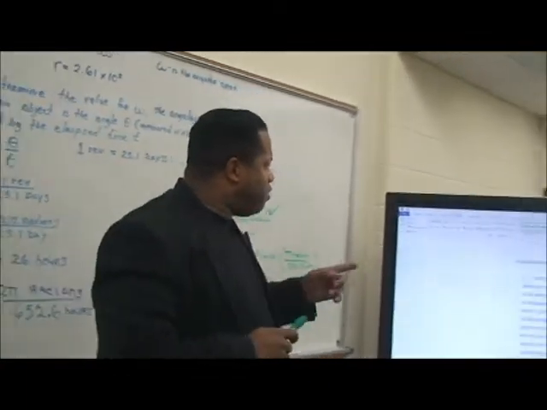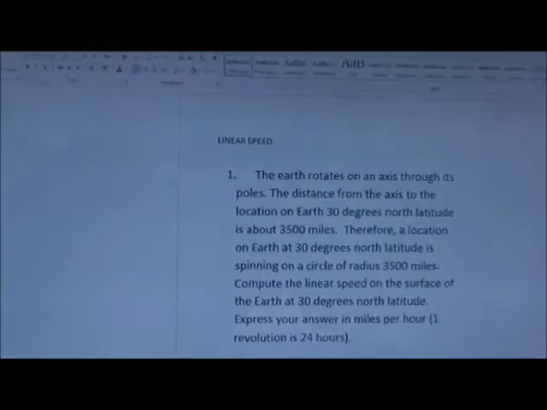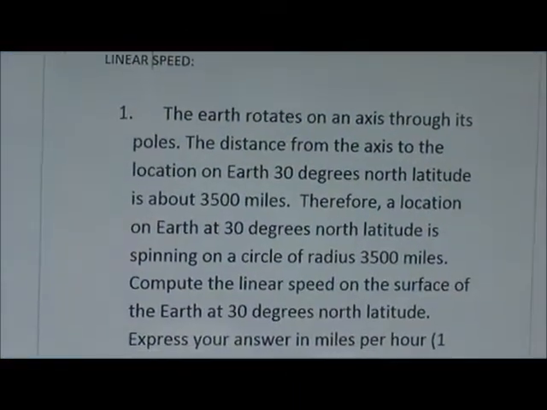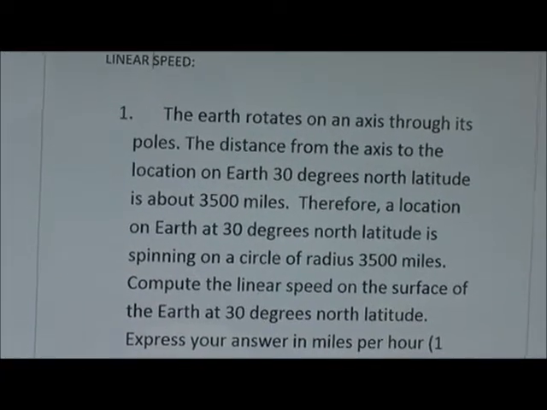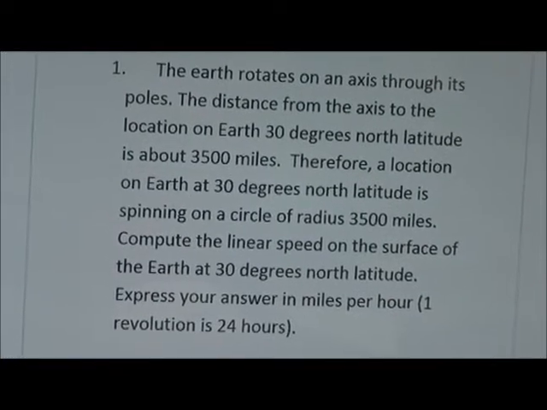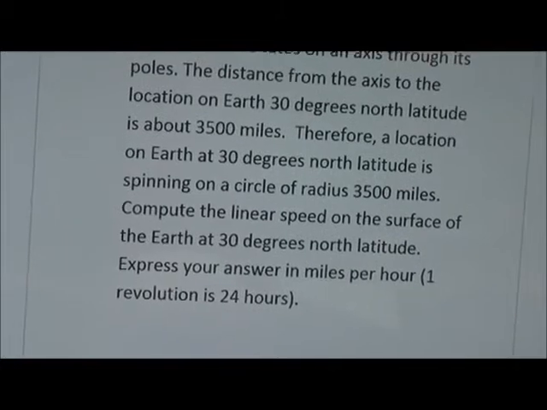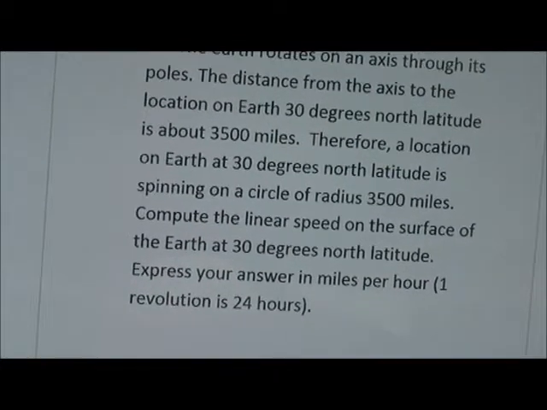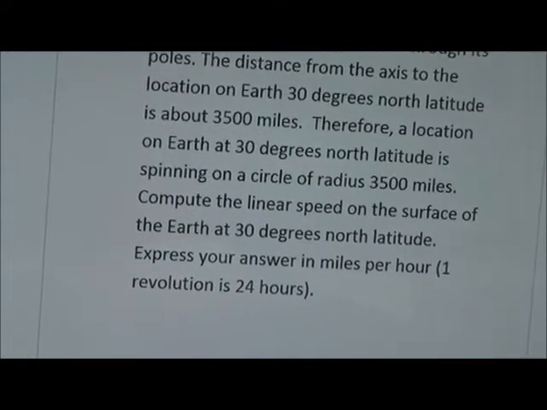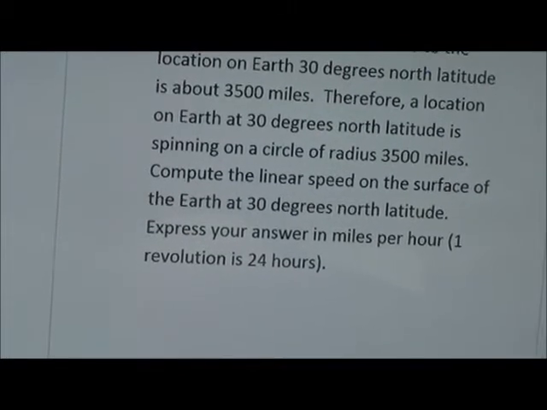The Earth rotates on an axis through its poles. The distance from the axis to the location on Earth's 30-degree north latitude is about 3,500 miles. Therefore, a location on Earth at 30 degrees north latitude is spinning on a circle of radius 3,500 miles. Compute the linear speed on the surface of the Earth at 30 degrees north latitude. Express your answer in miles per hour.